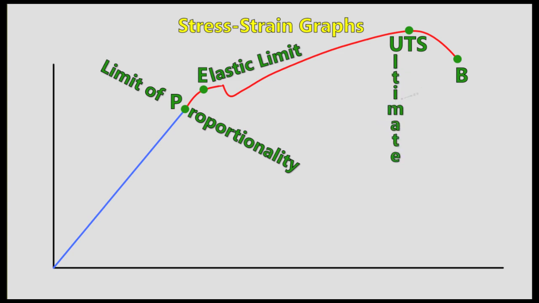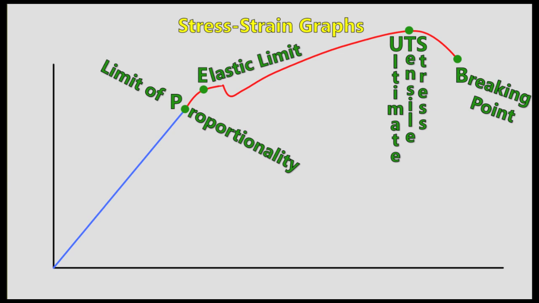Then the UTS, or ultimate tensile stress, after which the material loses its strength. The highest bit of the graph. This part is sometimes called the breaking stress. Point B is where the material breaks, the breaking point. But UTS is sometimes called breaking stress. See, educating you and Mr. Connor Durkin at the same time.